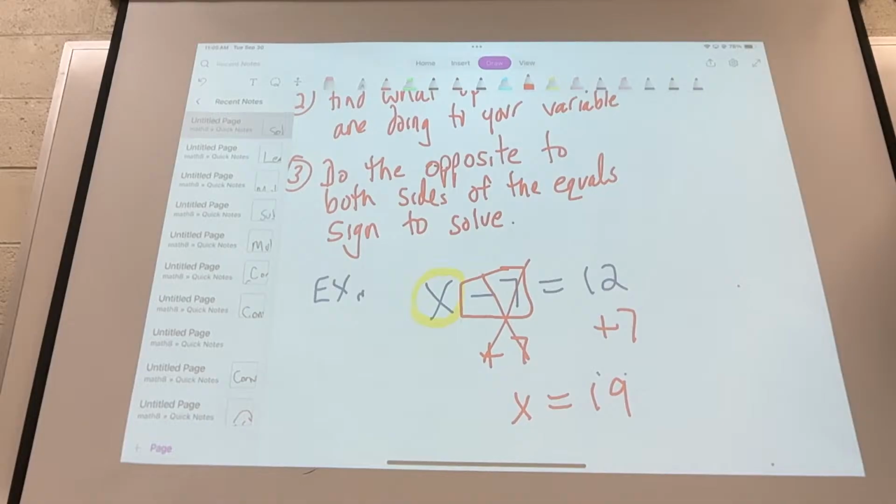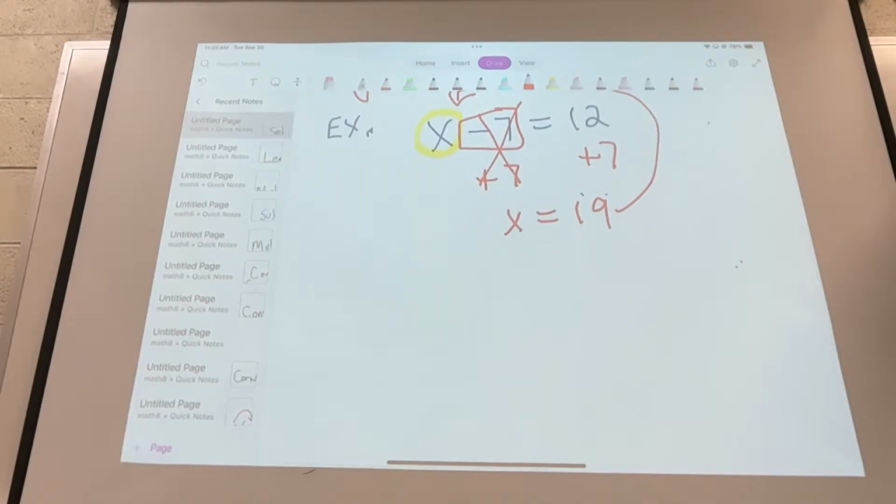Does that make sense? You all right, Lucas? You can always check it by throwing your answer back in for your x. Does 19 take away 7 equal 12? Yes, it does. Okay. How about 14 equals, this will be a tricky one. Negative 3 plus x.